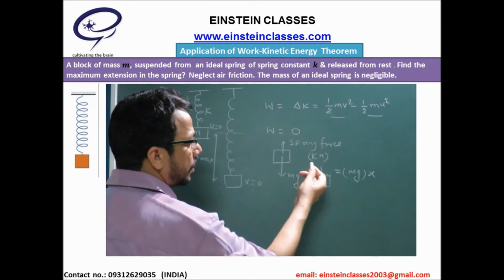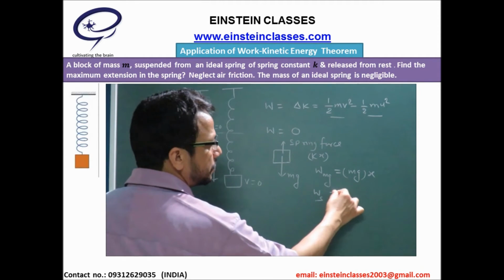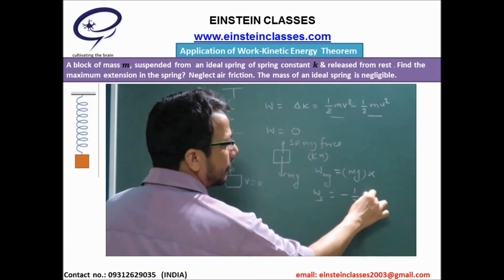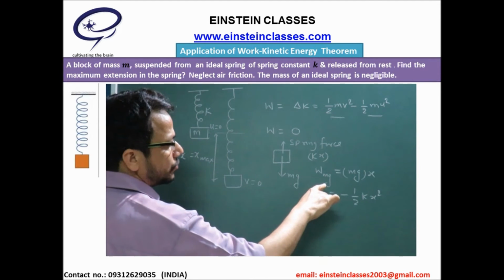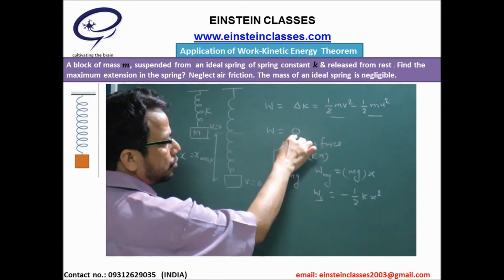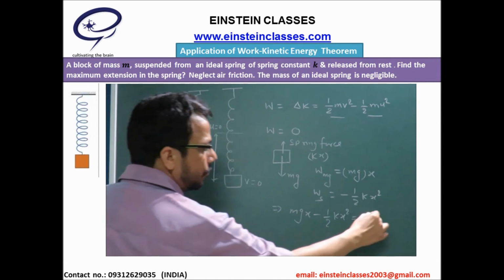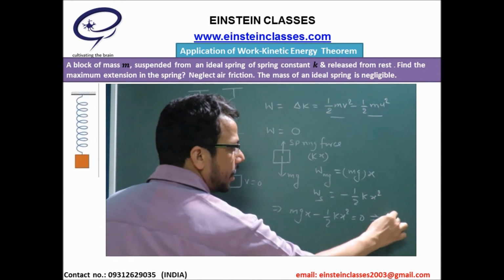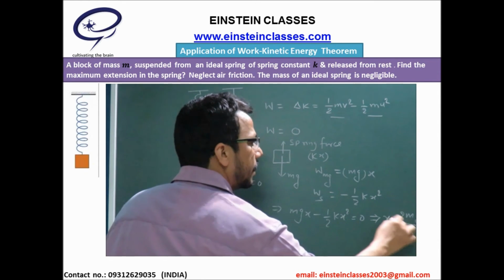Now we are going to find the work done due to the spring force, and as we know, the work done by the spring force is given by minus half kx square. Hence the total work performed by the different forces will be the algebraic sum of these two, and this will be equal to 0. Now by doing a very simple calculation, we can say that x will be equal to 2mg divided by k.